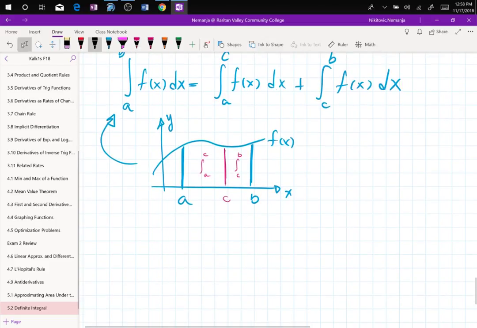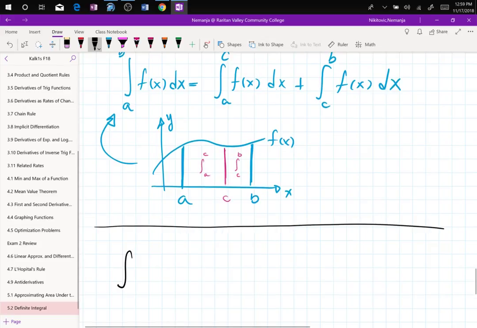Let's do another problem, because we have time. What is the integral from 0 to 2 pi of sine x dx?